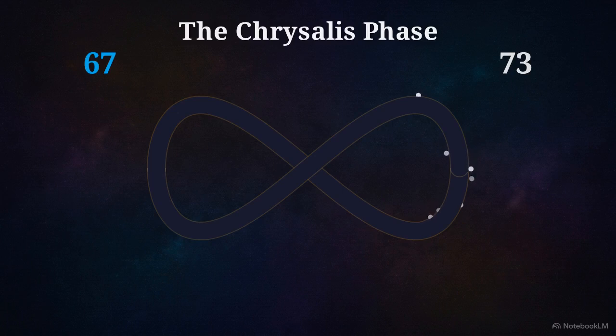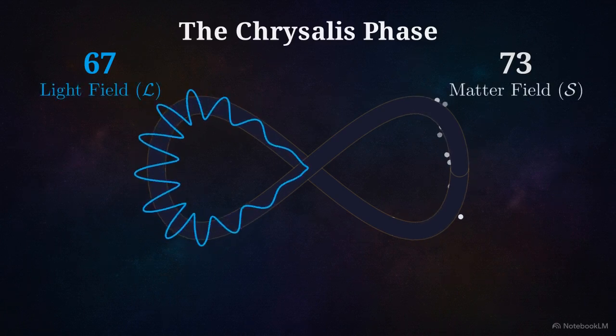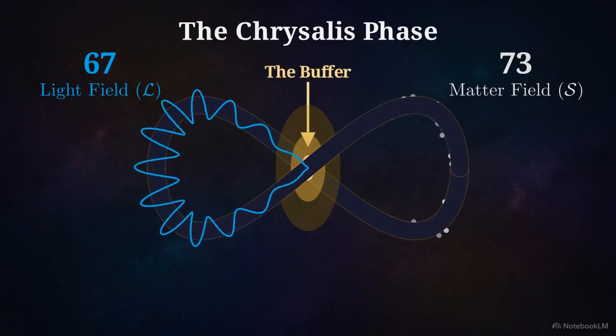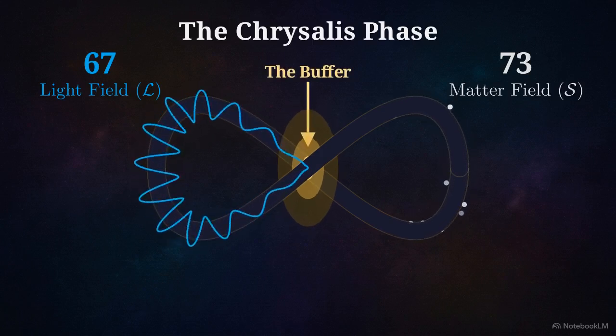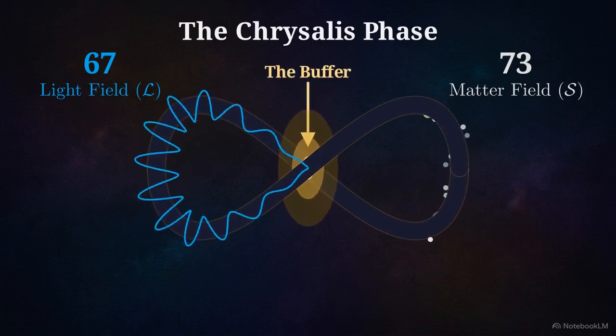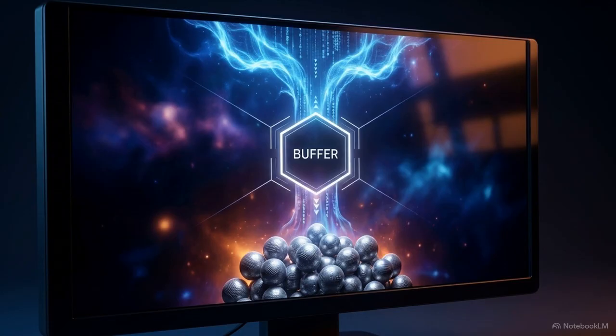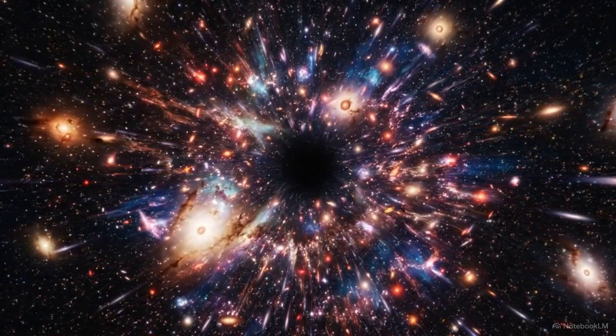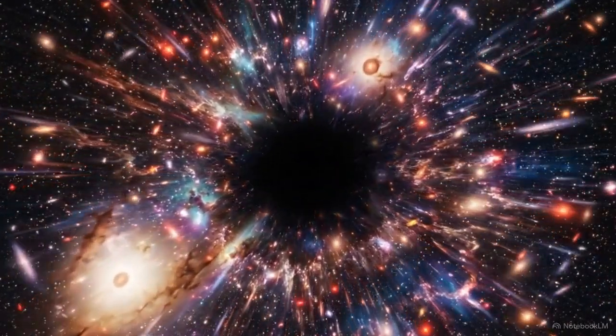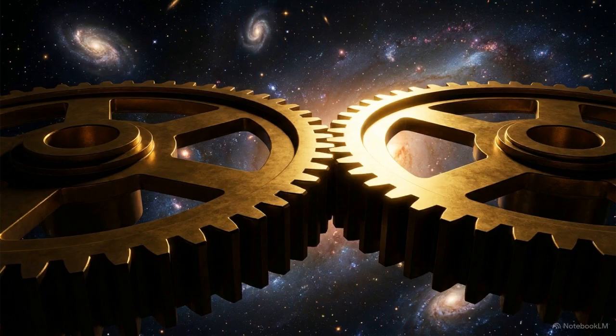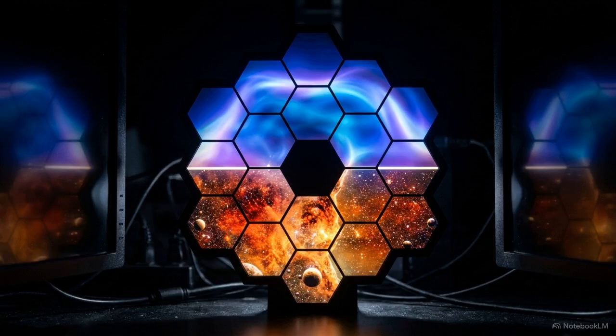We call this the chrysalis phase, where the early wave field and late matter field overlap like a Mobius strip. Here, they require a mediator, the buffer, an interface processing wave potential into localized matter. Because this buffer consumes thermodynamic energy to convert information into structure, a measurable gap between the 67 and 73 expansion rates is structurally required for the universe to function. The Hubble tension is the visible signature of this cosmic engine in motion. It marks the exact space where the universe translates pure information into physical reality.